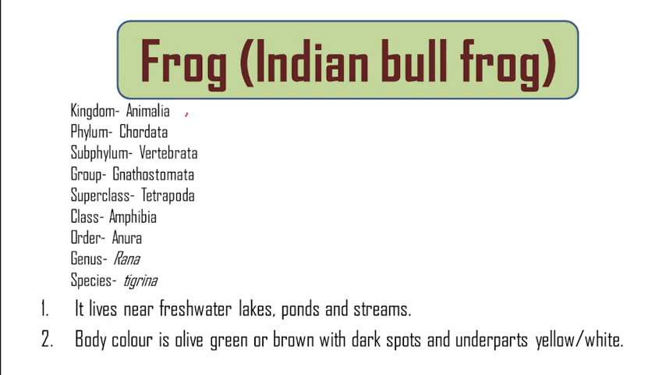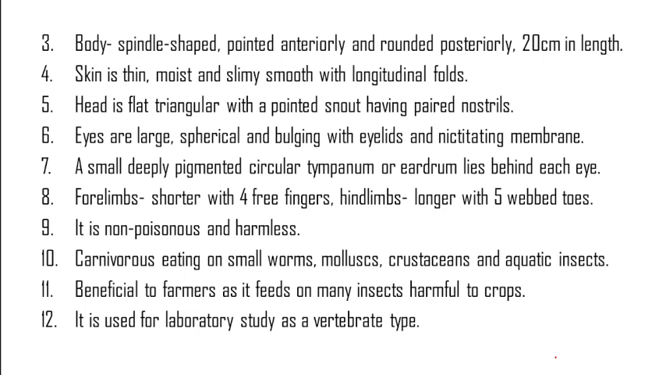It belongs to kingdom Animalia, phylum Chordata, subphylum Vertebrata, group Gnathostomata, superclass Tetrapoda, class Amphibia, order Anura, genus Rana, species Tigrina. It lives near freshwater lakes, ponds and streams. Body color is olive green or brown with dark spots and underparts yellow or white. Body is spindle shaped, pointed anteriorly and rounded posteriorly, 20 cm in length.